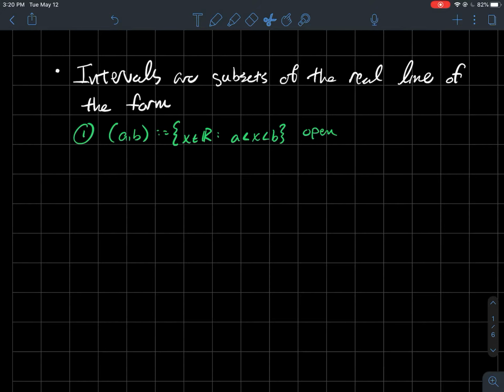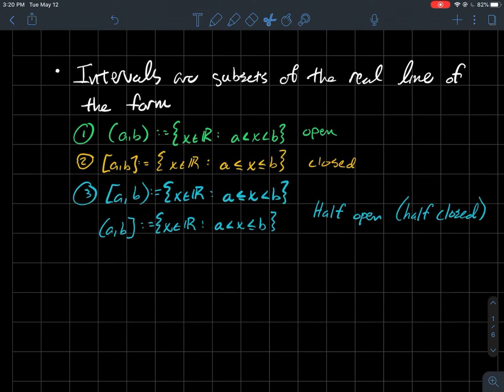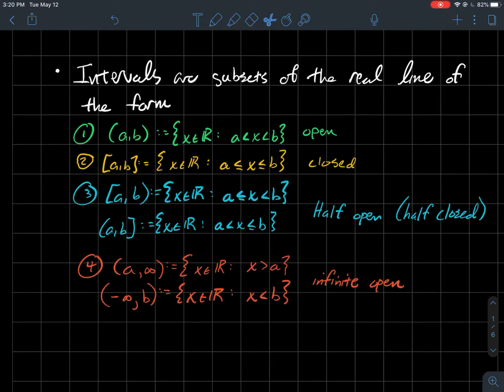We'll call such an interval open when you use parentheses on both sides. If you use brackets on both sides, that means that you want the endpoints now. Those are inclusive, so we'll call that a closed interval. Whenever you use a bracket on one side and a parenthesis on the other, then we'll call that half open, or it's the same thing as saying half closed. So half open, half closed, same thing.